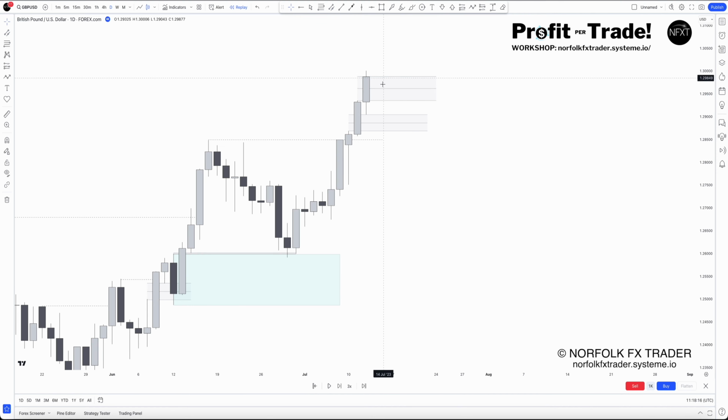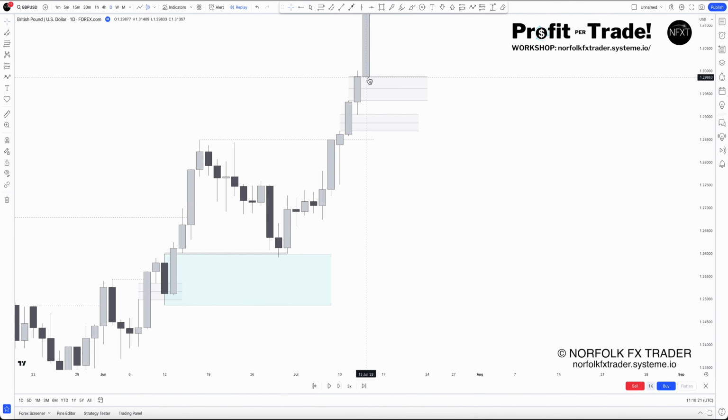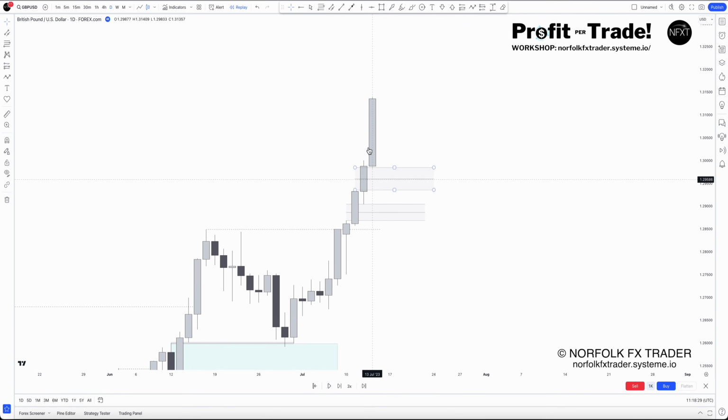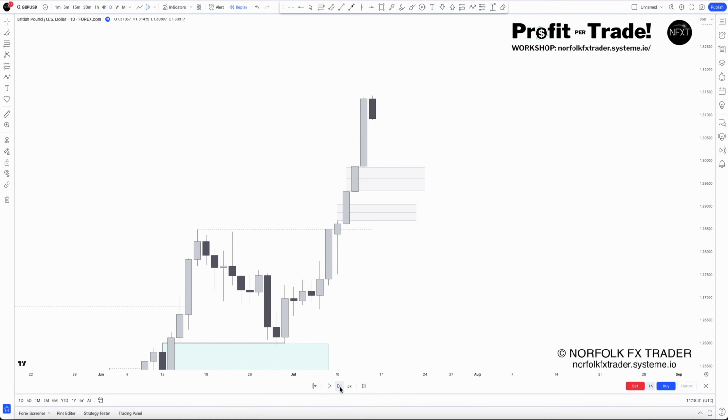So again, you look for the pullback continuation. And we didn't really get much of a pullback, just a tiny pullback. Remember, like I said, the highs and the lows and the 50% can be used as a gap. So we have this gap in the market, and look at that move away now. Now, this is where many traders are going to start to see this big gap and think, okay, this is where we can look for pullback continuation.